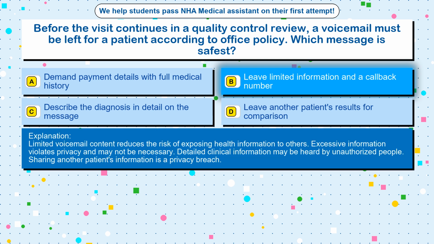Limited voicemail content reduces the risk of exposing health information to others. Excessive information violates privacy and may not be necessary. Detailed clinical information may be heard by unauthorized people. Sharing another patient's information is a privacy breach.